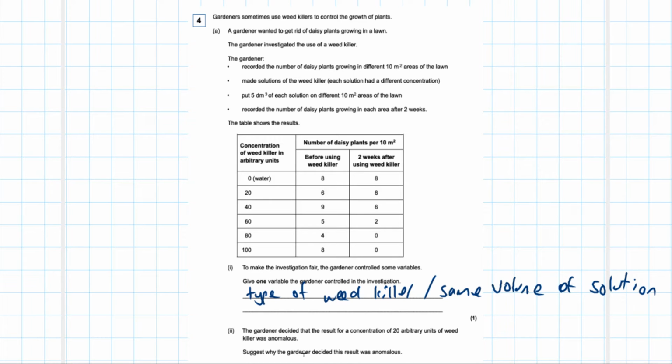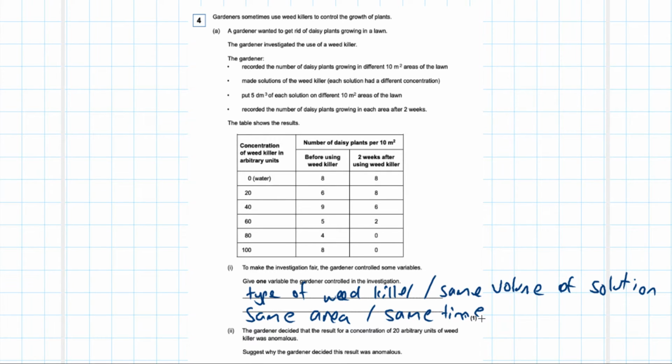Again, the same area. So we use the same area for it, and also the same time. So any of these will count. You only need one, but again, any of those are perfectly fine. Avoid talking about the concentration of the weed killer.